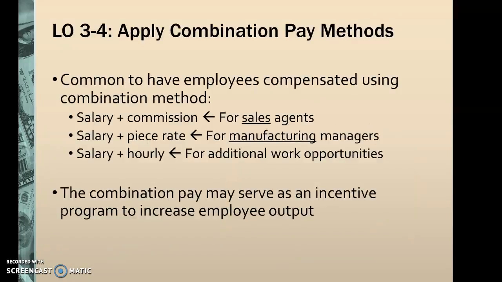The fourth learning objective of Chapter 3 is to apply combination pay methods. Some employees are compensated using combination methods. Examples would be salary versus commission for sales agents, salary plus piece rate for manufacturing managers, and salary plus hourly for additional work opportunities. The combination pay may serve as an incentive program to increase employee output. And this is covered on pages 98 and 99 in your book.